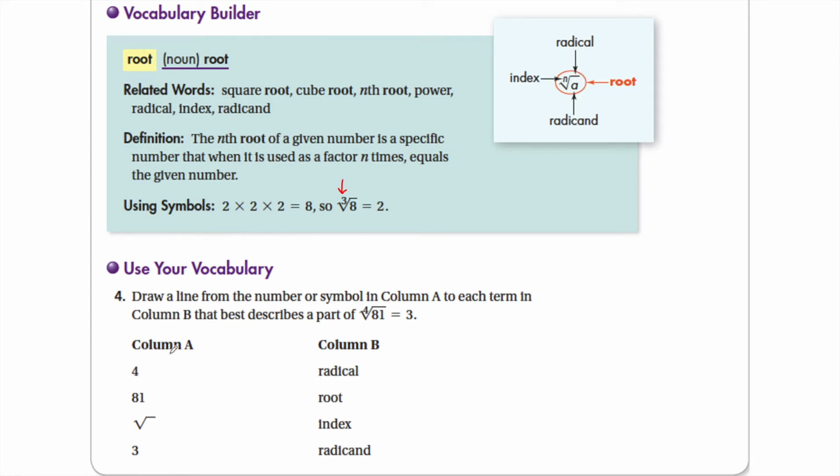So to kind of go through it one more time, let's draw a line from the number or symbol in column A to each term in column B that describes a part of the fourth root of 81 equals 3. Well, the 4 is going to be considered the index because it's that small number above the radical. We have the 81 is going to be the radicand because it's on the inside of the radical. You have the radical symbol, literally, is going to be the radical. And our 3 is our answer, which means that our 3 is going to be the root. Great job.